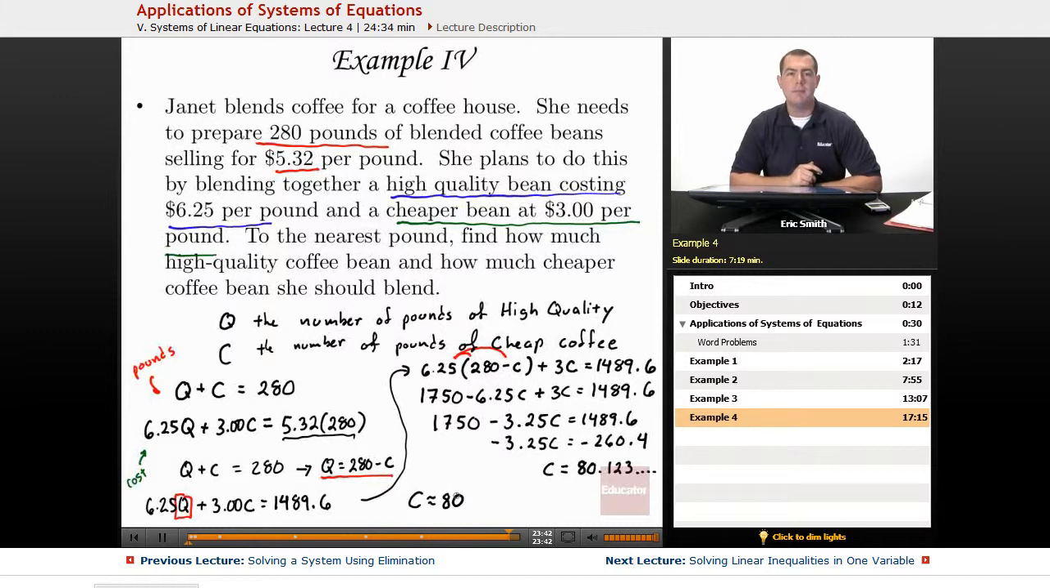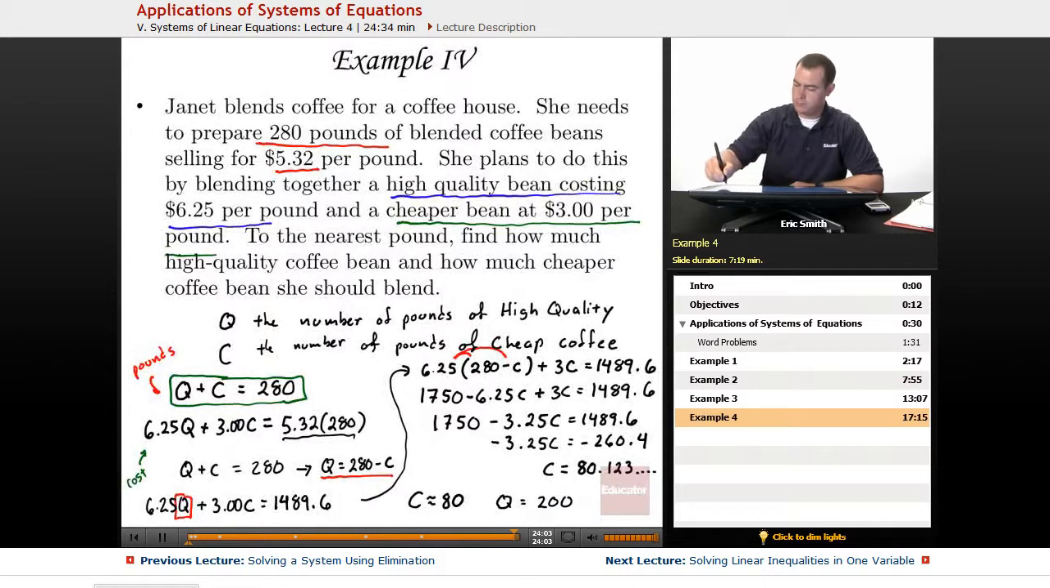Now, once I know how many pounds the cheaper coffee will need, we can quickly go back to one of our originals and figure out how much of the high-quality coffee we need. Since I need the total poundage to be 280, and 80 of it will be into the cheaper coffee, then I know that the high-quality coffee, I will need 200 pounds. So our rounded solution, I have that 80 pounds of cheap coffee and 200 pounds of high-quality coffee.